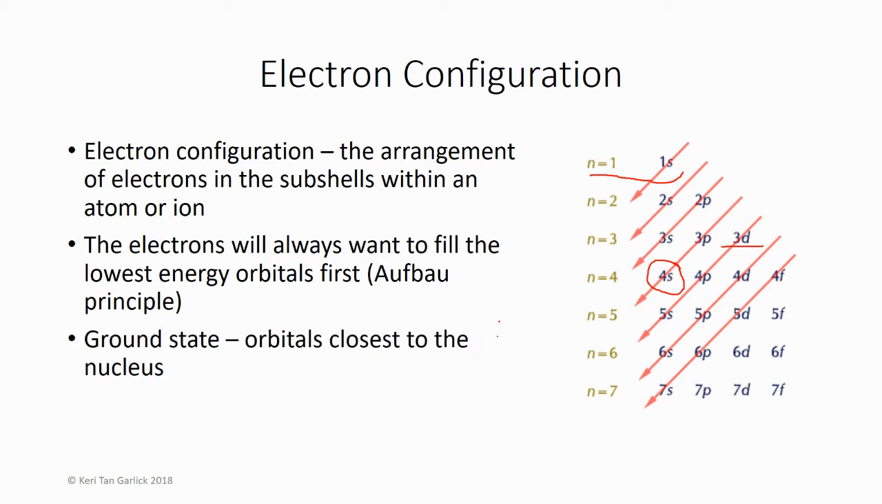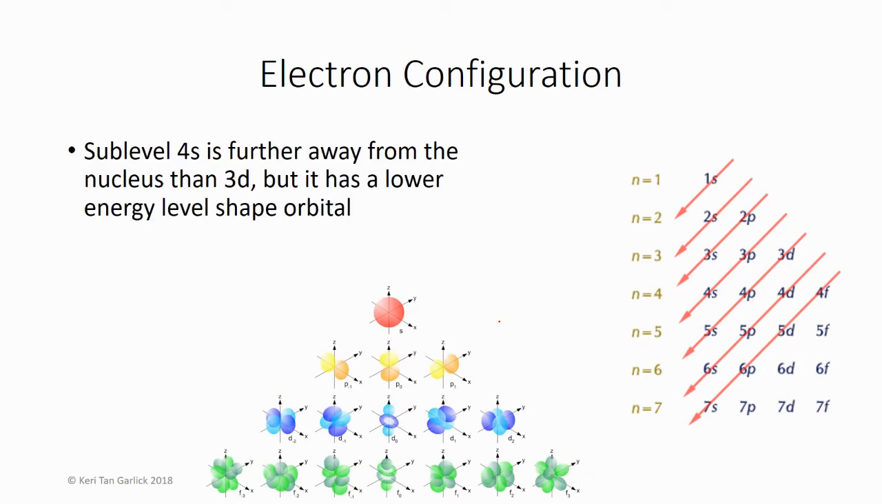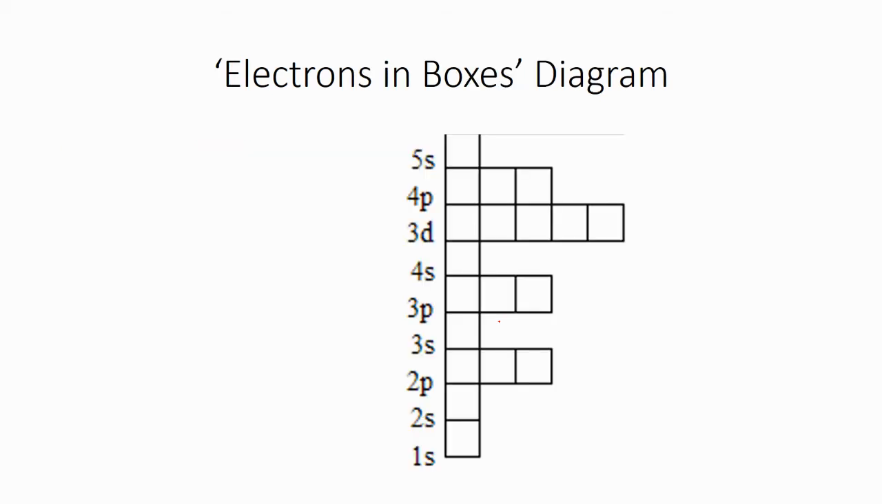The ground state is the orbitals closest to the nucleus. Sublevel 4s is further away from the nucleus than 3d, but it has a lower energy level. Therefore, 4s will fill first. Okay, so rather than write it in shells, we can think about electrons in boxes. So we want up to 36. So this is called Hund's rule.